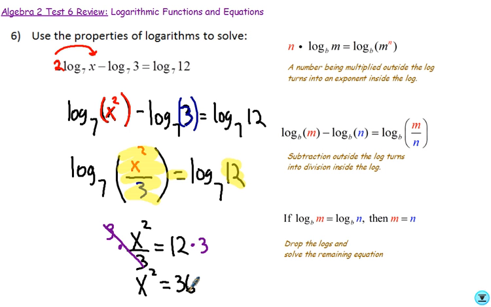12 times 3 would give me 36. So this says what number squared would give me 36? Well, 6 squared gives me 36. So I would have that x is equal to 6. Okay. All right, so go ahead and stop the video now and try number 6 on the right side.